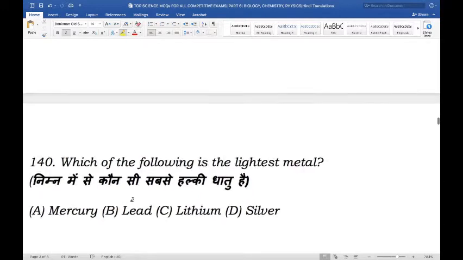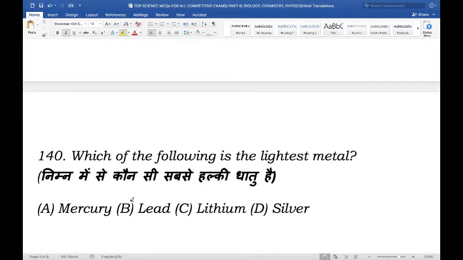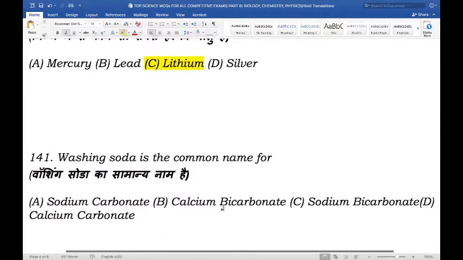Question number 140. Which of the following is the lightest metal? Is it A, mercury, B, lead, C, lithium, or D, silver? So out of these options, which is the lightest metal? So the answer is C. Lithium is the lightest, or the least dense, metal. It is nearly half as dense as water, so if lithium wasn't as reactive, a chunk of the metal could float on water.